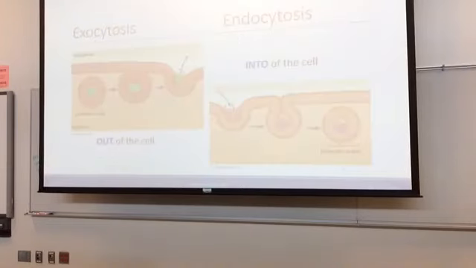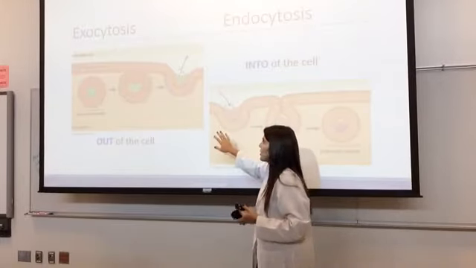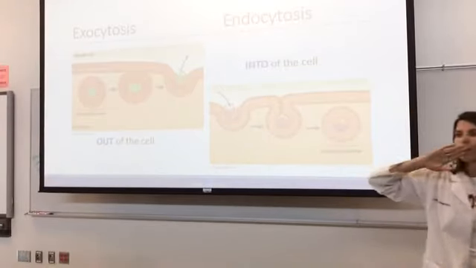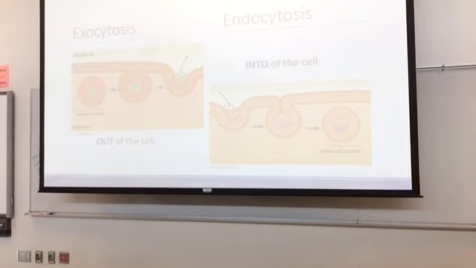Okay, here is showing you an example of exocytosis and endocytosis using a vesicle. First of all, let's just look at the words and analyze them using the roots already. What does exo mean? Out. And what does cyto mean? Cell. So exocytosis means it's going out. On the flip side, endo means in, so into the cell.